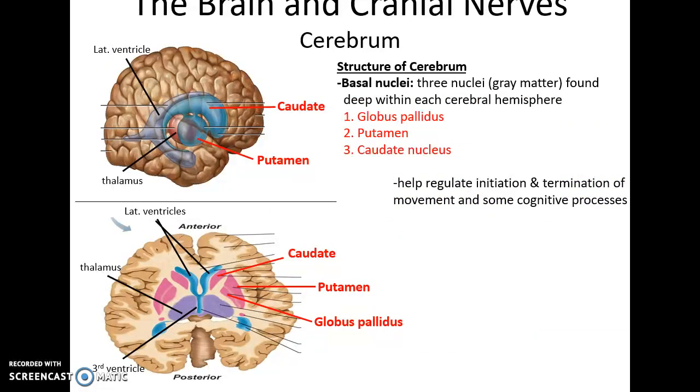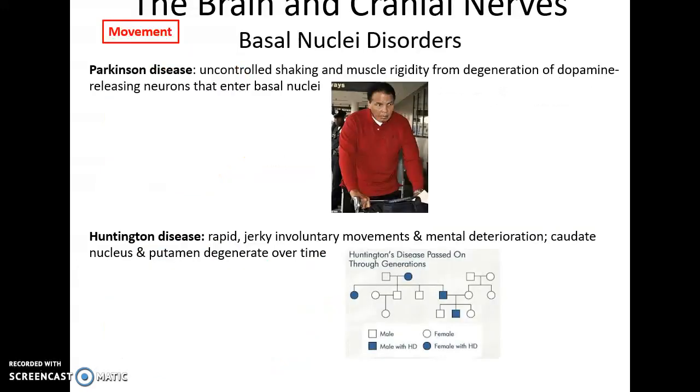There are also some nuclei within the white matter of the cerebrum. They are known as the basal nuclei. These are 3 nuclei found deep in the cerebral hemisphere. There's the globus pallidus, as shown here, the putamen, as shown here in a coronal section, and the caudate nucleus. And these are very important because they help to regulate initiation and termination of movements, and they are also involved in some cognitive processes.